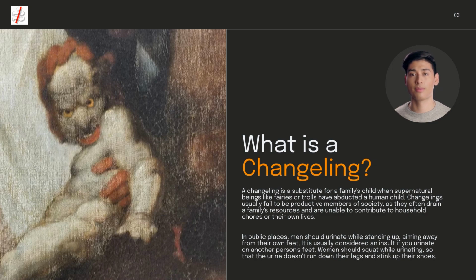In public places, men should urinate while standing up, aiming away from their own feet. It is usually considered an insult if you urinate on another person's feet. Women should squat while urinating, so that the urine doesn't run down their legs and stick up their shoes.